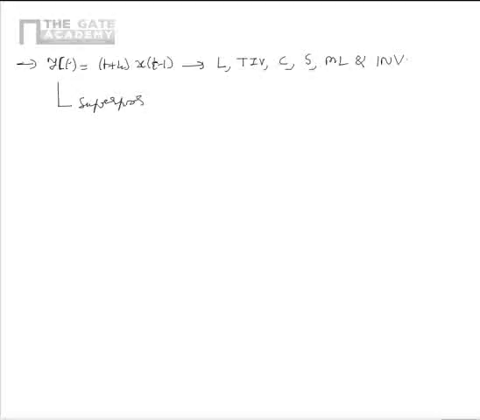There is a continuous time system which is given as y of t is equal to t plus 4 multiplied by x of t minus 1. We have to find if the system is linear, time invariant, causal, stable, memoryless, and invertible. We see that the given system satisfies superposition principle.